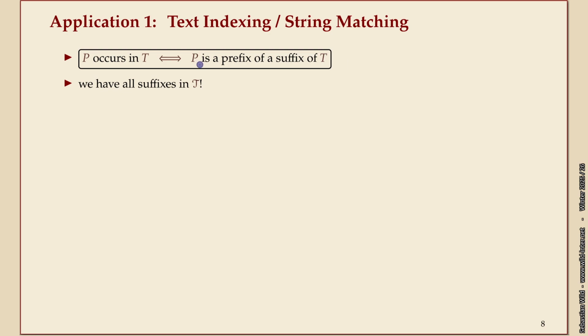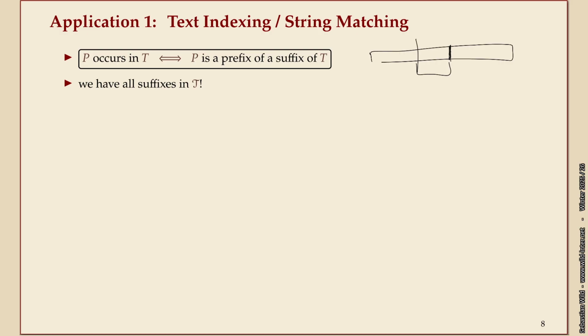First of all, clearly a pattern occurs in the text if it is the prefix of some suffix. Why is that? Well, if there's an occurrence here, I can start the text here, and then the pattern is a prefix of that suffix of the text, which means in the suffix tree, I can search for my pattern starting at the root, and then I'll eventually get to some point here where I've read all the pattern if it occurs. And I can try to find from there the starting point of this match.